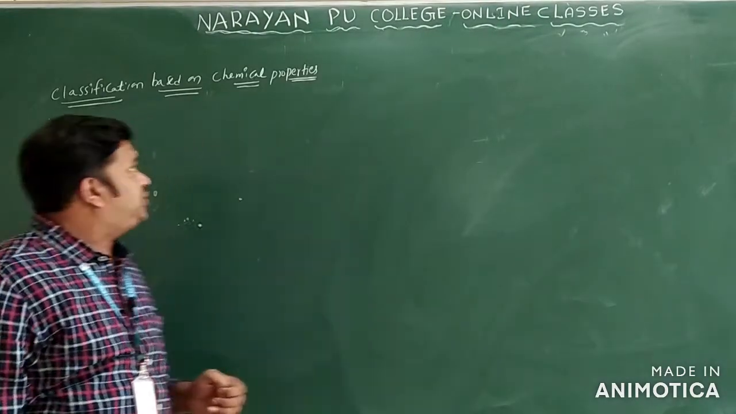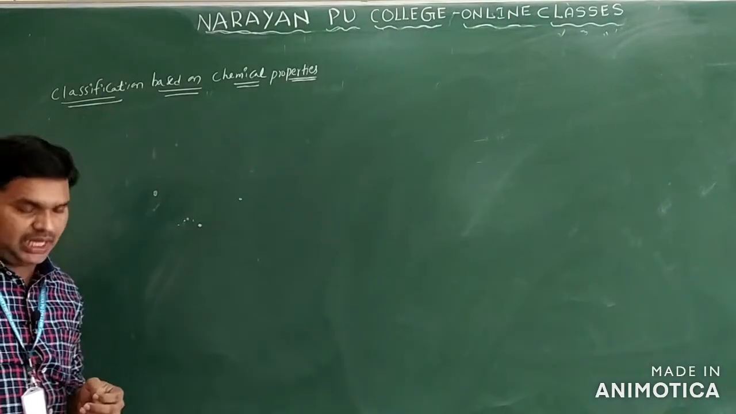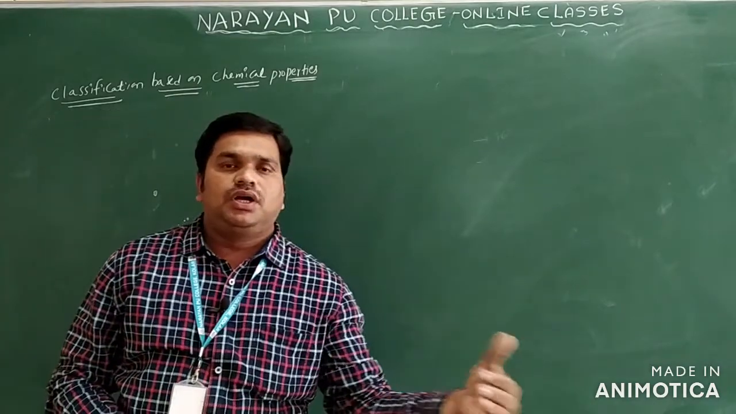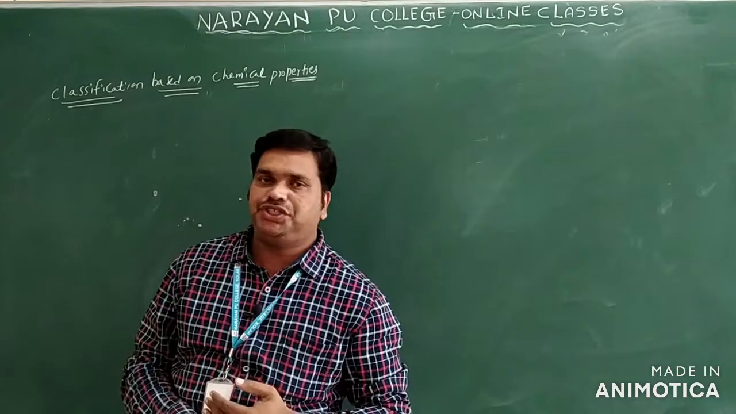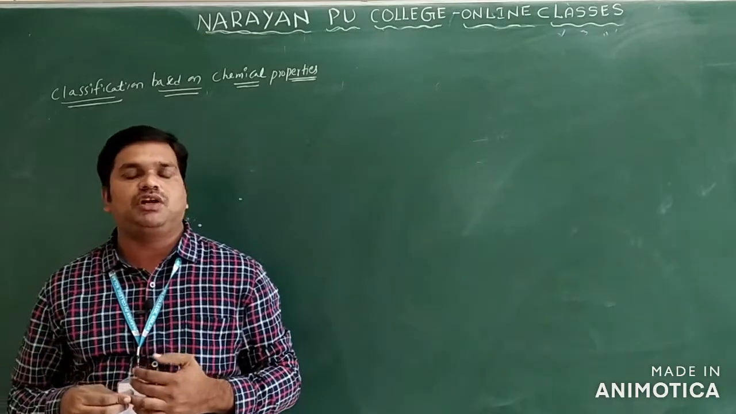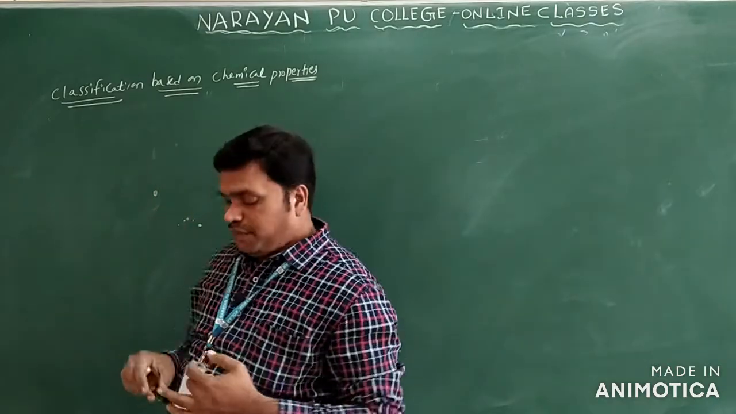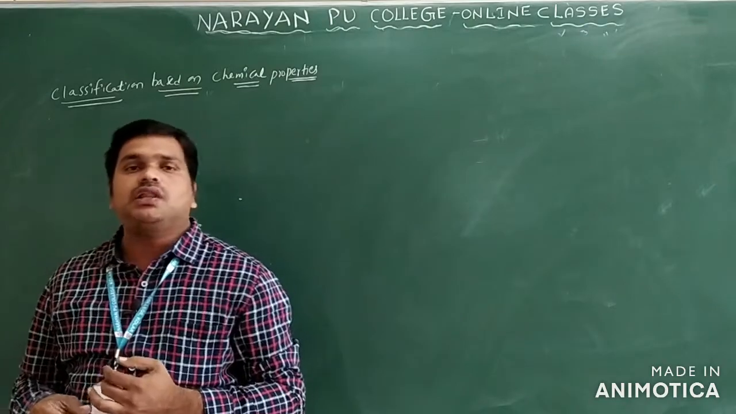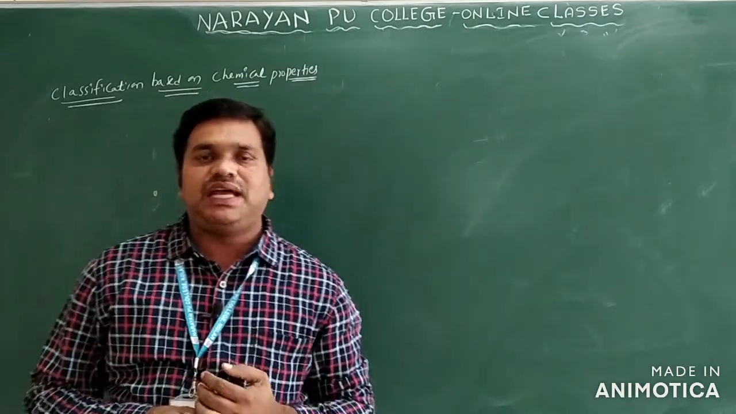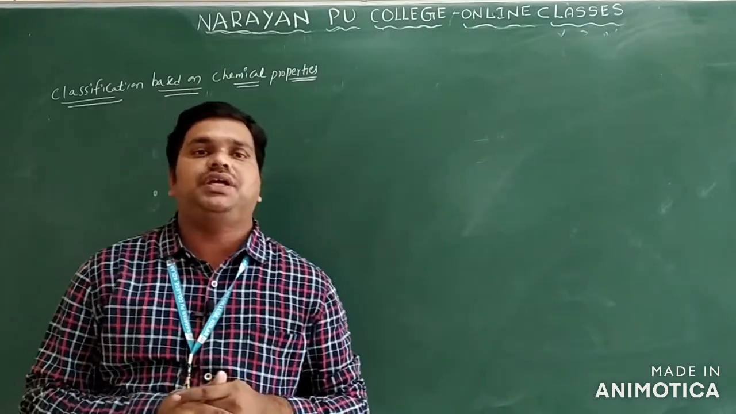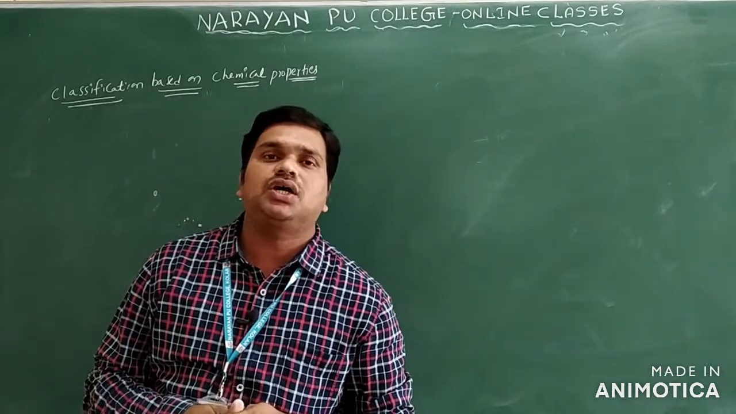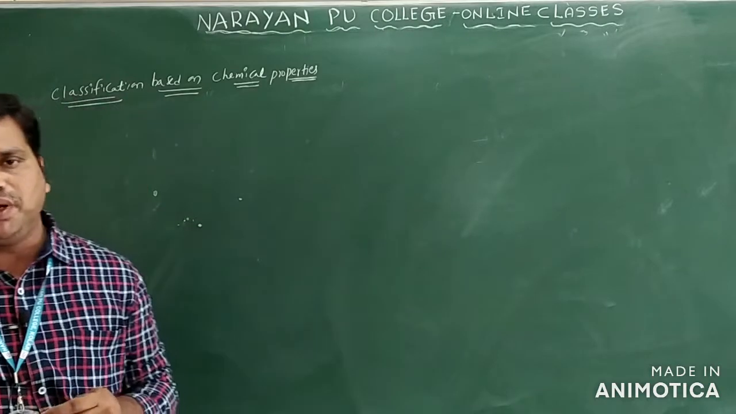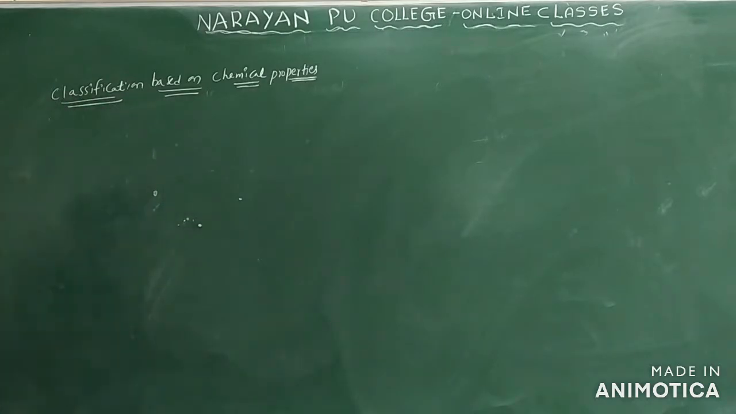So the next classification we have is classification based on the chemical properties only. Before this, we discussed the classification based on the electronic configuration. Here the classification is mainly based on what? Chemical properties only. So all the elements in the periodic table can be classified into 4 types, depending upon the chemical properties and electronic configuration only.